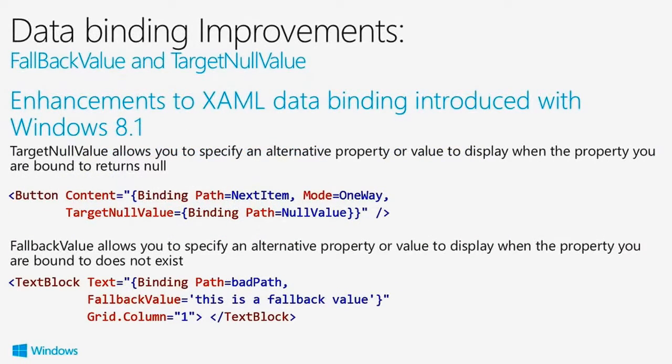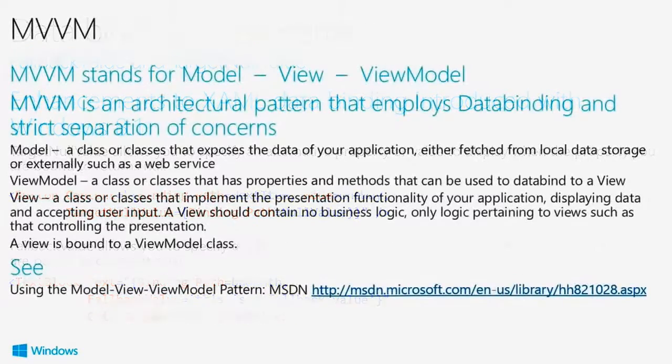We've got a few data binding improvements in XAML. So TargetNullValue, so you can bind to a different property if the source property, the main one you're binding to, returns a null value, or you can specify a fallback value to use instead.